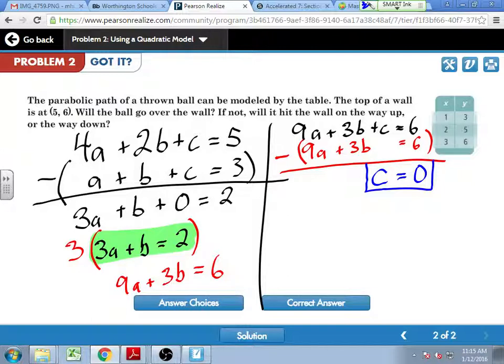Like Leon keeps referring back to, remember, we can multiply any equation by anything we want. But I agree that we can use equations 1 and 3 or equations 2 and 3. Now that I know that C is 0, I just have to make either my A's match or my B's match. So do you want to use 1 and 3? I mean, we can. Do you want to use 2 and 3?